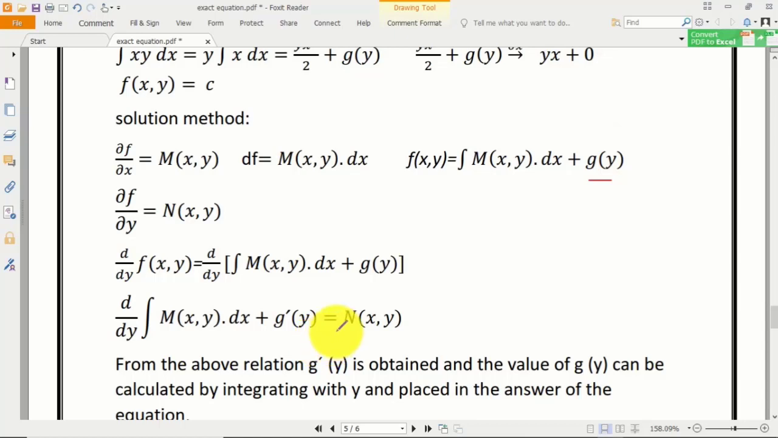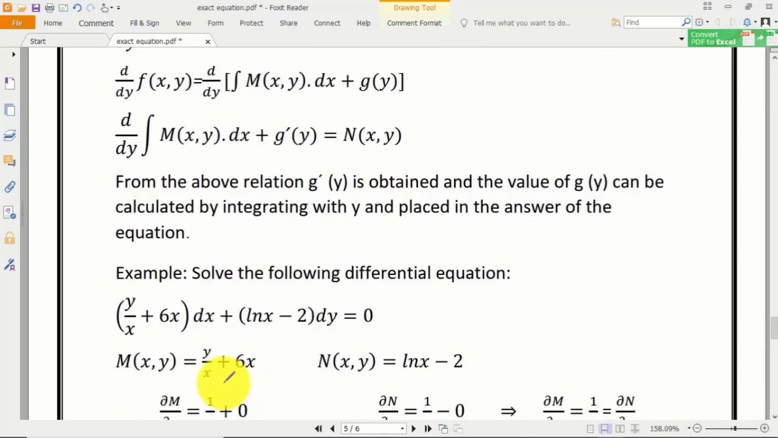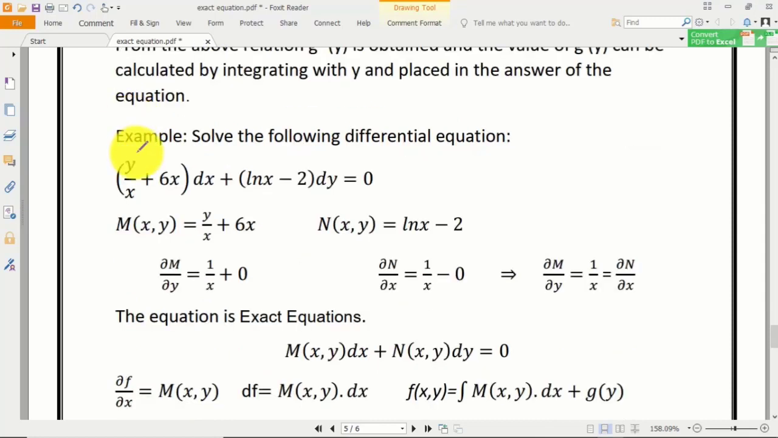So the derivative of g of y would be g prime of y. And I write the equation in which N is equal to the derivative of f with respect to y. So we can get g prime of y. If I take the integral of g prime of y, I'll get g of y. We want to examine this solution, so I've got an example for you.